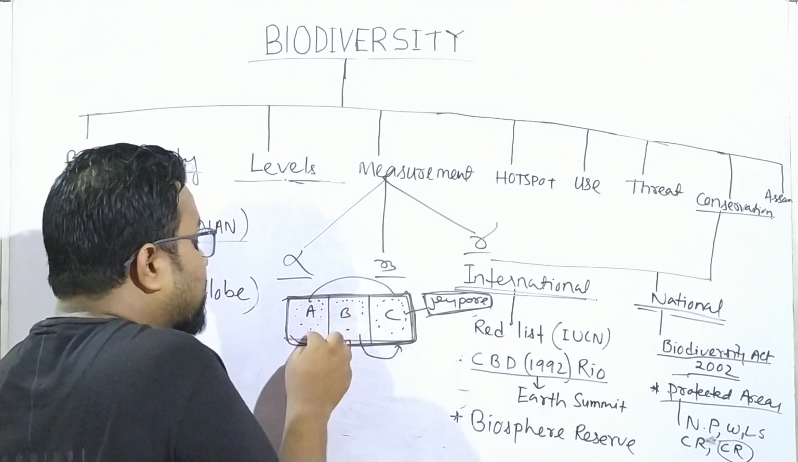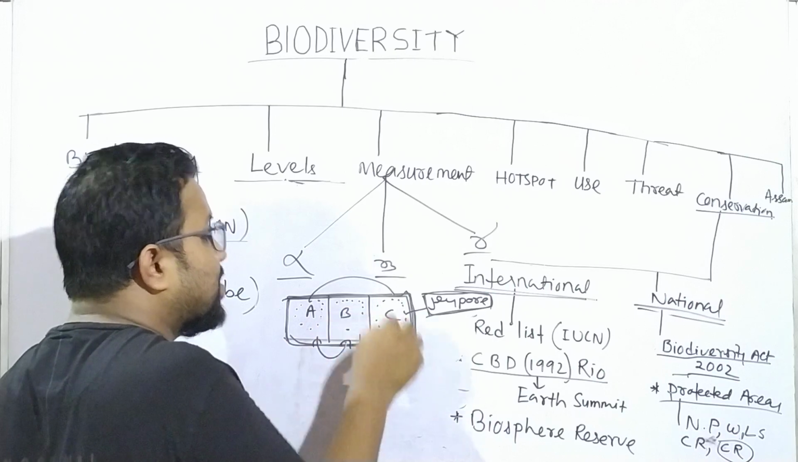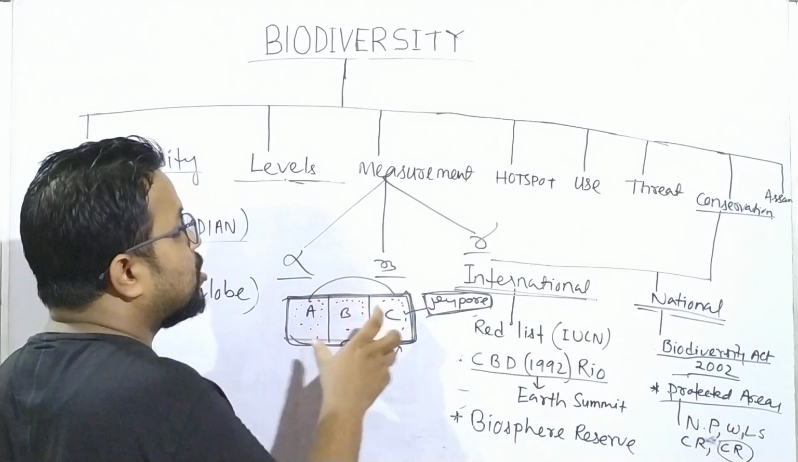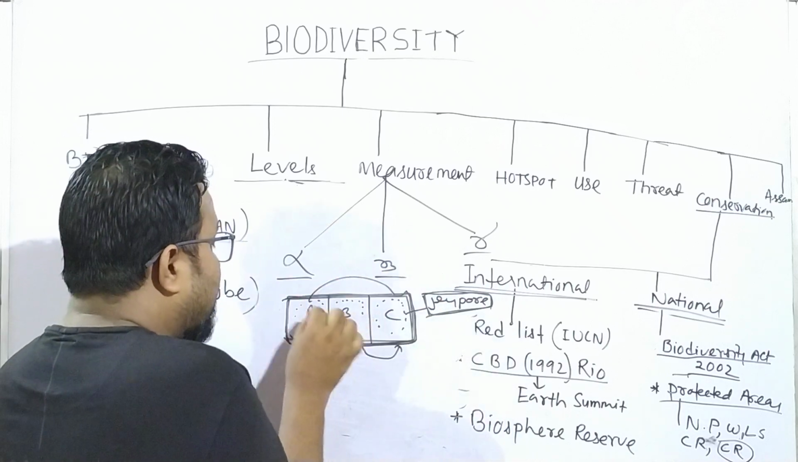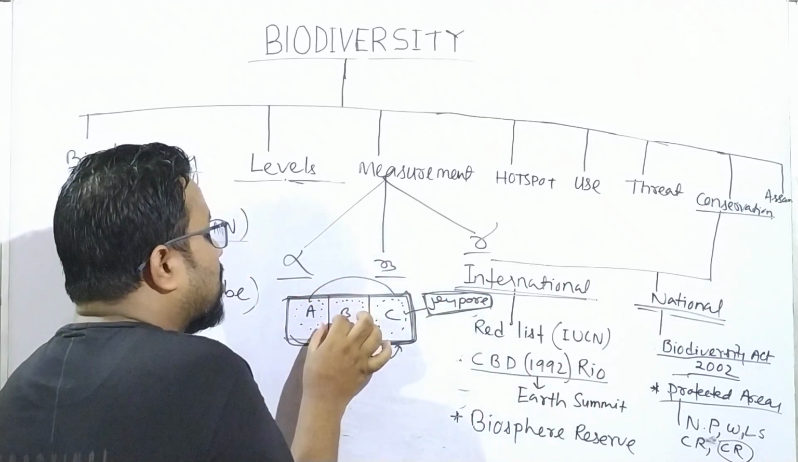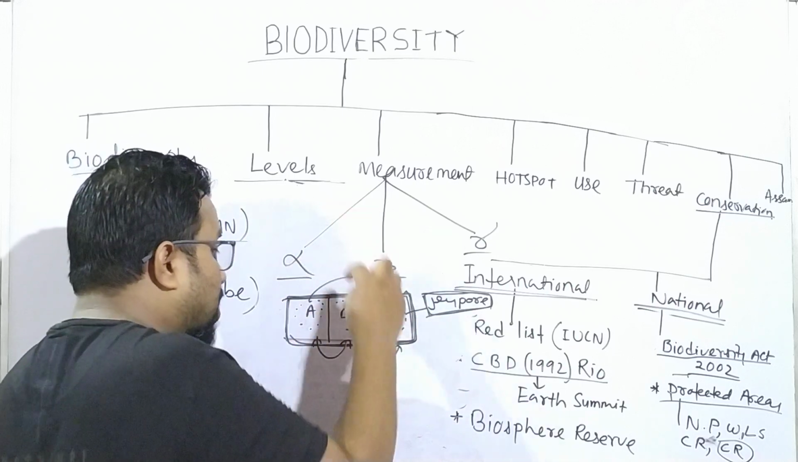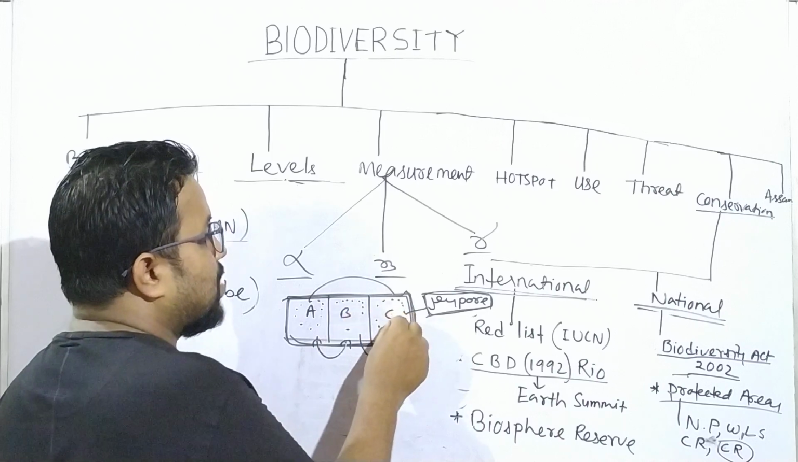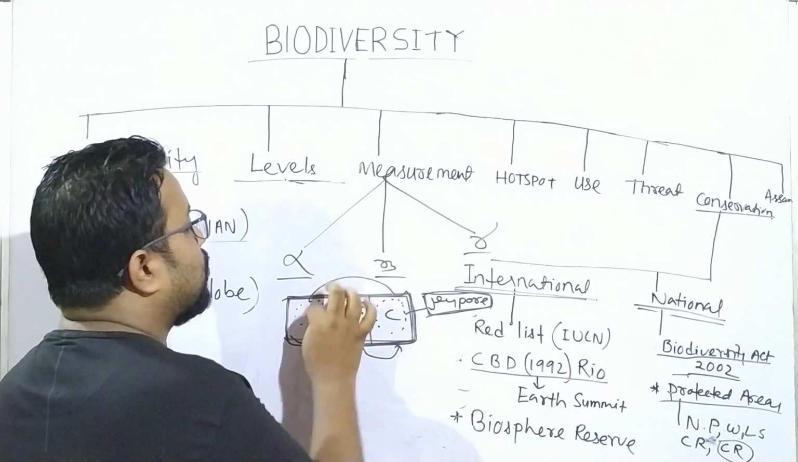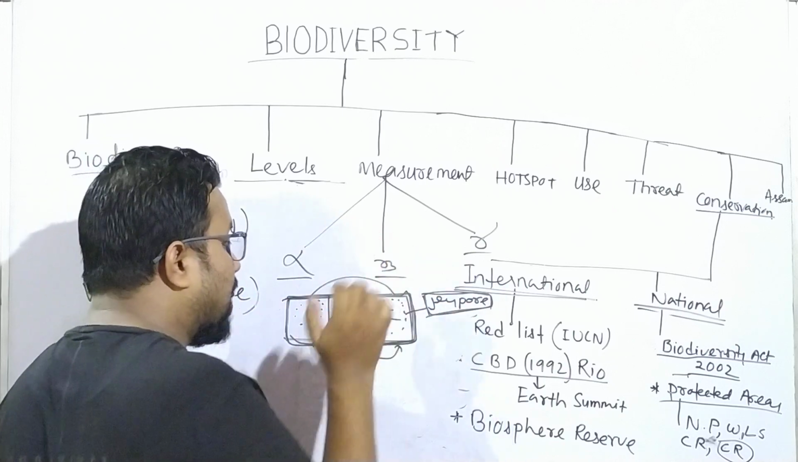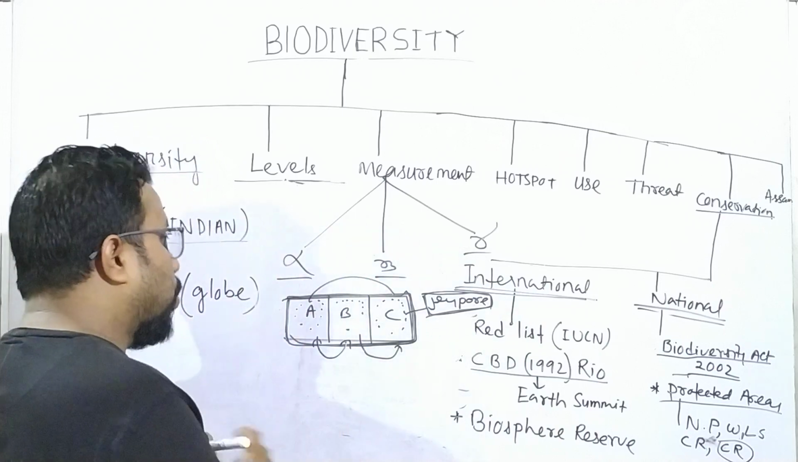This comparison of A with B, comparison of B with C, comparison of A with C is called beta. If I compare the total number of species of A with B, it is called beta. If I compare B with C, this is also called beta. If I compare A with C, this is also called beta. This measurement is called beta. Now what is gamma?